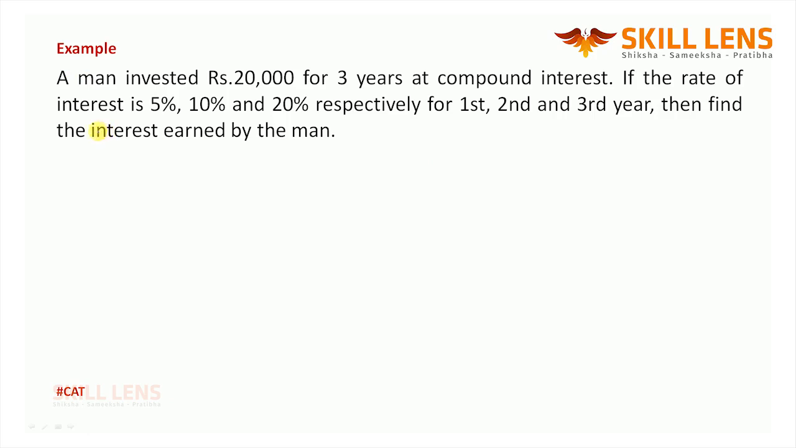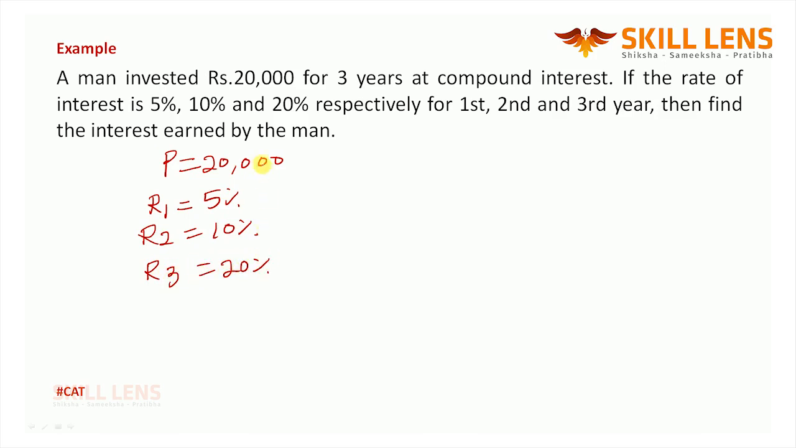Let's see one more example. These type of questions have been asked in CAT. A man invested 20,000 for 3 years at compound interest. If the rate of interest is 5%, 10%, 20% respectively for the first year, second year, third year, find the interest earned by the man. What is the principal? 20,000. What is R1, the rate of interest? 5%. What is the rate of interest for the second year? 10%. What is the rate of interest for the third year? 20%.